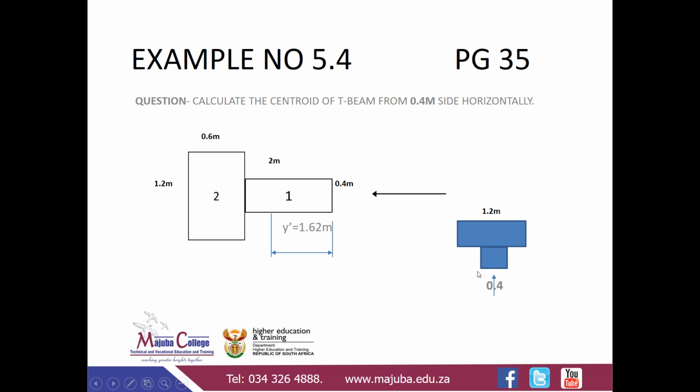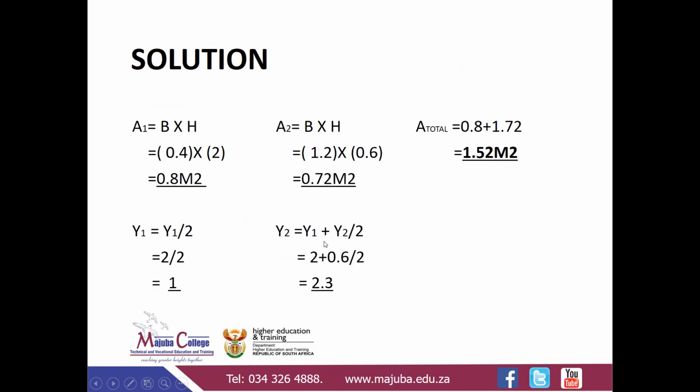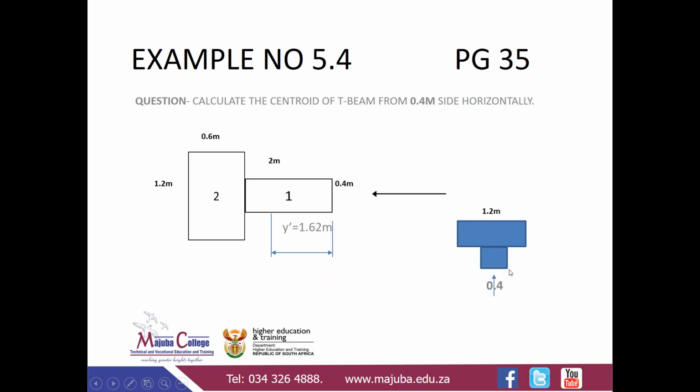Remember, this is building science. When we are building, the statement says build from 0.4 side horizontal. Because now we are focusing on y2. Now, these two formulas are almost similar. The only difference is that when we are building, we will start from here moving up, or we'll start from here moving horizontal. It's the same thing.